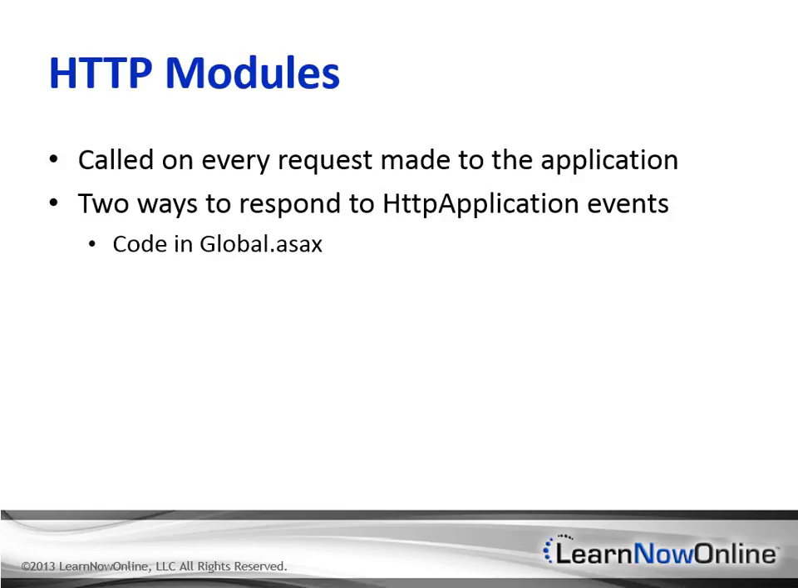You can write code in the global.asax file or create a custom HTTP module. If the action that you'll take in response to an application event is anything beyond the trivial, it's almost always better to handle it using an HTTP module, putting it in its own class and keeping the global.asax file clean and simple. HTTP modules are also reusable.